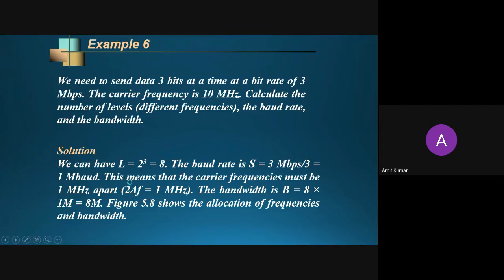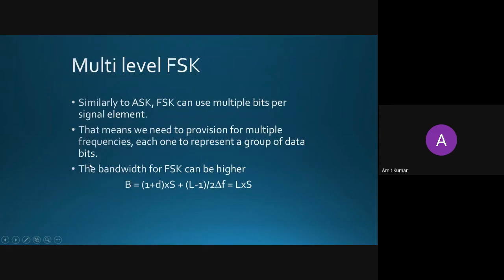If you want to use the actual formula, to calculate accurately, you need 2 delta f. S we have already found, it is 1 megabaud. D is given as 1, L is 8, so 8 minus 1 is 7, and 2 delta f, where delta f is 1 megahertz. You can calculate using that one. Otherwise, you can directly calculate L multiplied by S. So you will get the approximate value of your bandwidth in multi-level FSK.